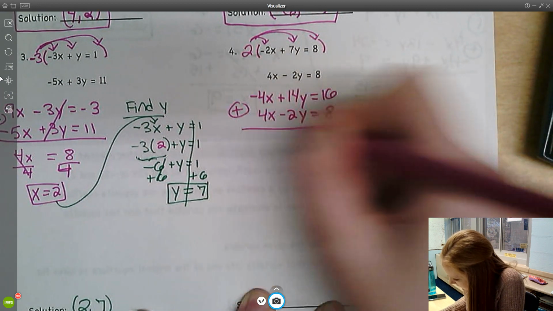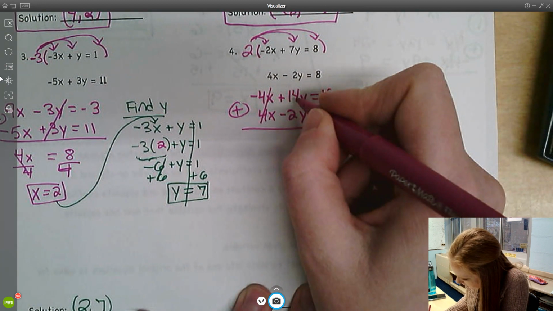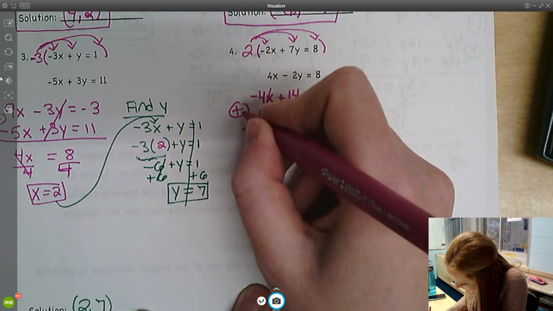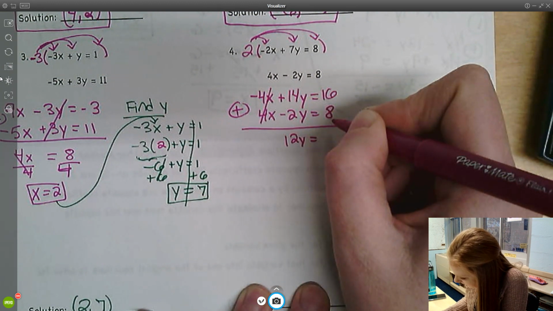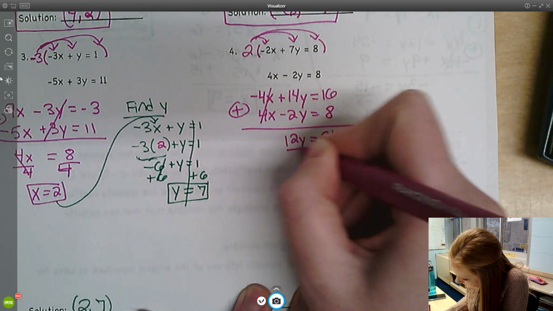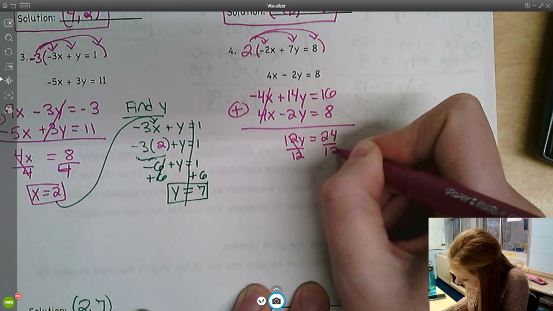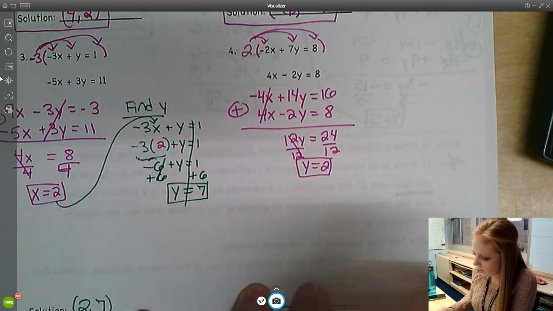Now let's add them together, and our x's will eliminate. Goodbye x's. 14y's plus a negative 2y is going to give you 12y. 16 plus 8 is going to give you 24. Divide both sides by 12. And we determine that y is 2.